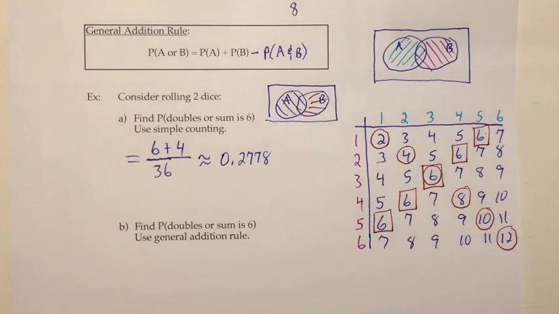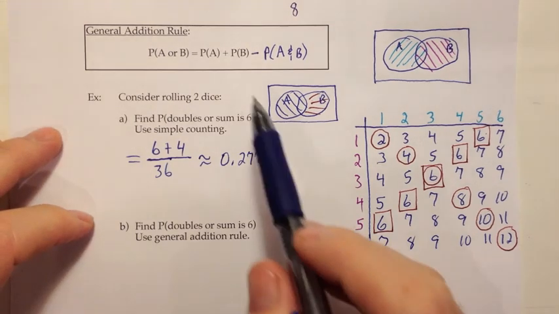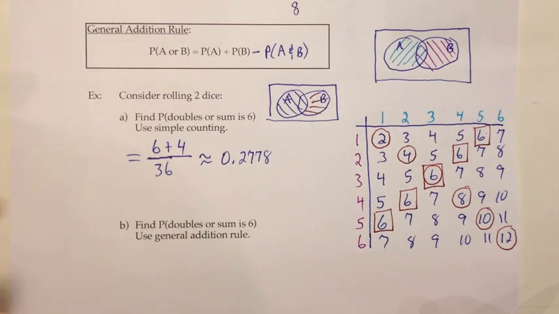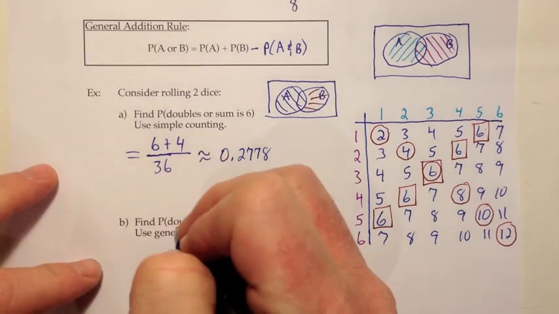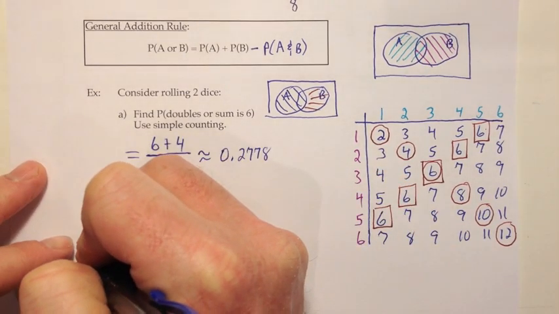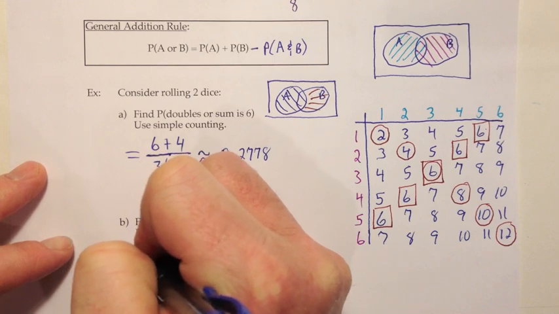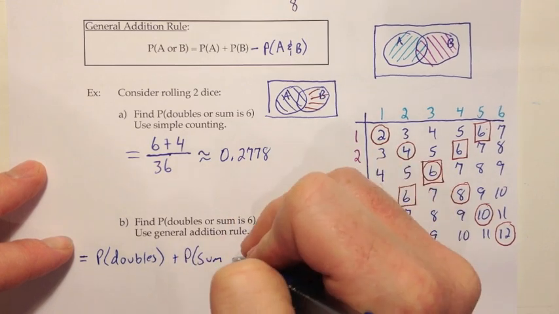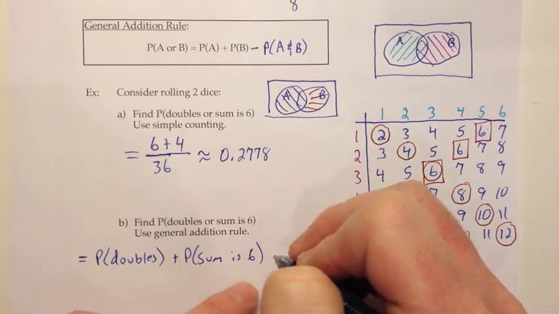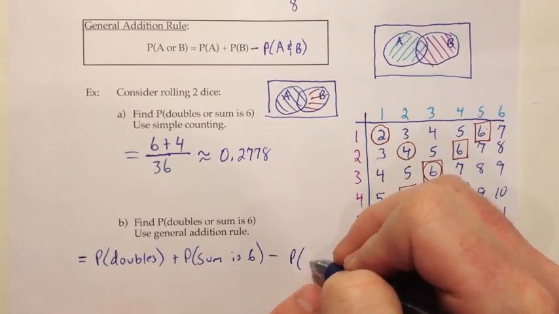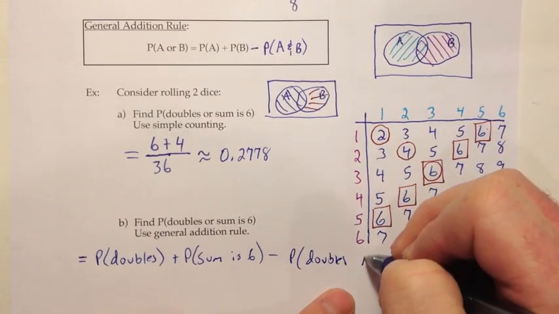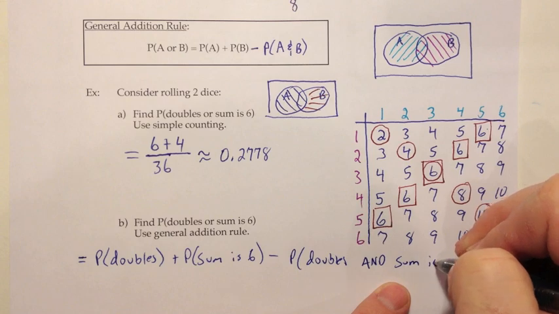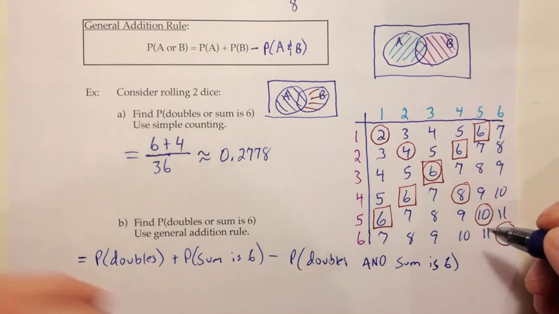Now I want to try it again using this new rule. So when we do the rule, we're actually changing it from one probability question to 3 separate probability questions. So the first thing I'm going to do is write out those 3 questions. The probability of doubles or the sum is 6 would be equal to the probability of doubles plus the probability the sum is 6, and then we'd need to subtract out the probability of getting doubles and the sum is 6.